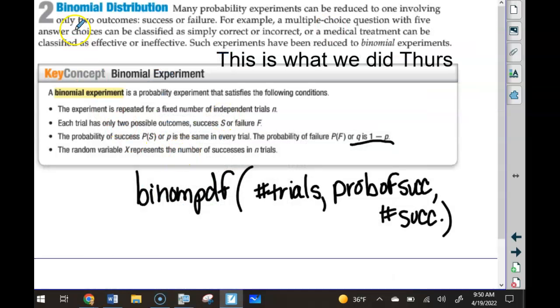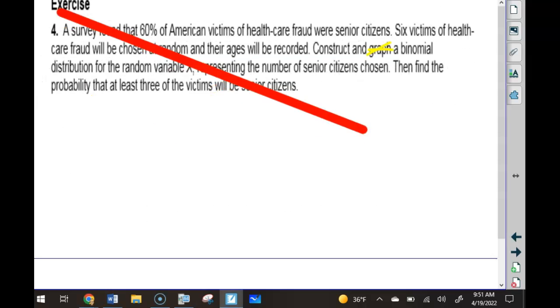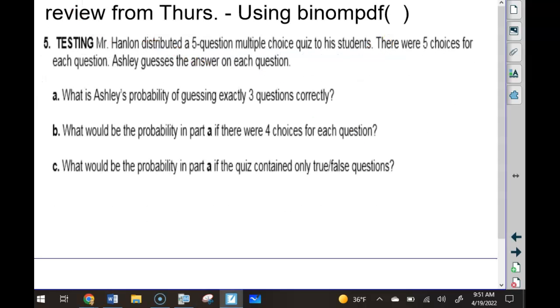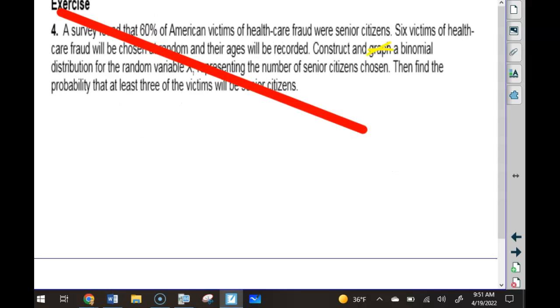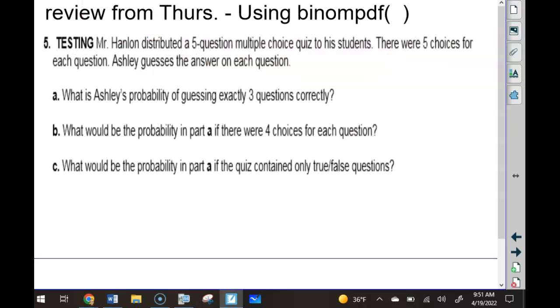Okay, so let's get to a question here. There is a fancy way to write this out and do it without that button, but we used binom PDF on our calculator. And I am skipping down to question 5 on the back. We're not going to talk about this other one about healthcare fraud. Since I didn't put it on the quiz, we won't spend time doing another binomial distribution.